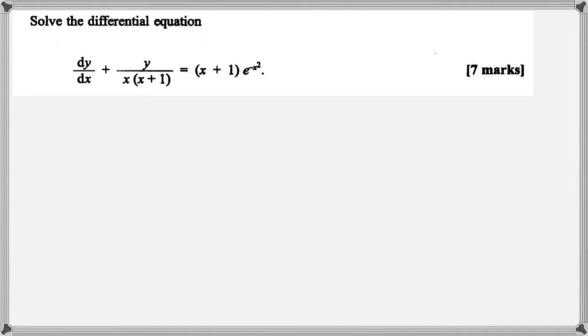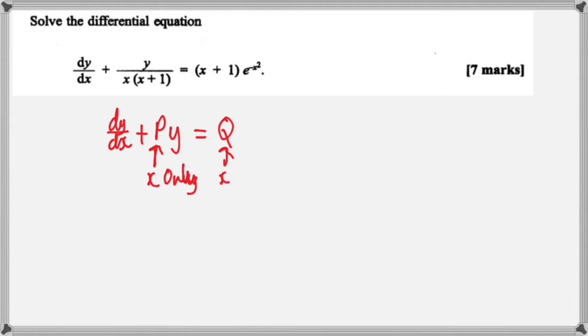How do we solve this now? We can solve this using the integrating factor. However, the first thing we need to do is make sure that it is in a particular form. And that form is dy/dx plus P times y is equal to Q, where P is a function of x only and Q is a function of x only. Or they could be constants too. That's very key.